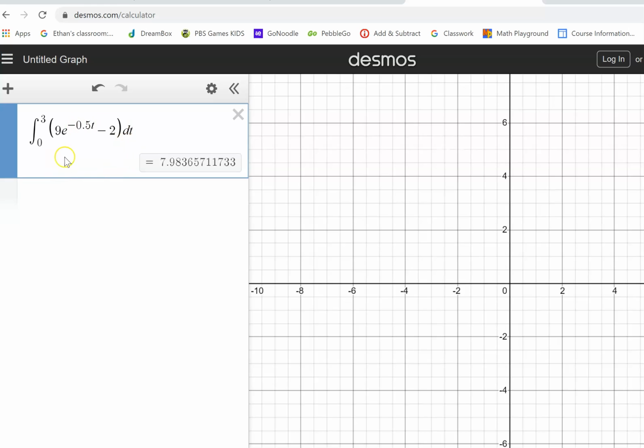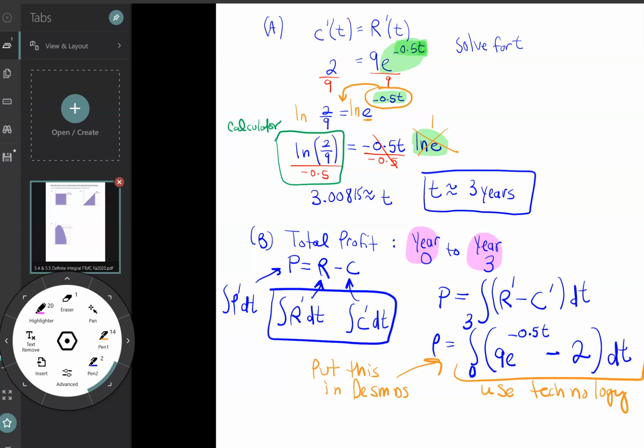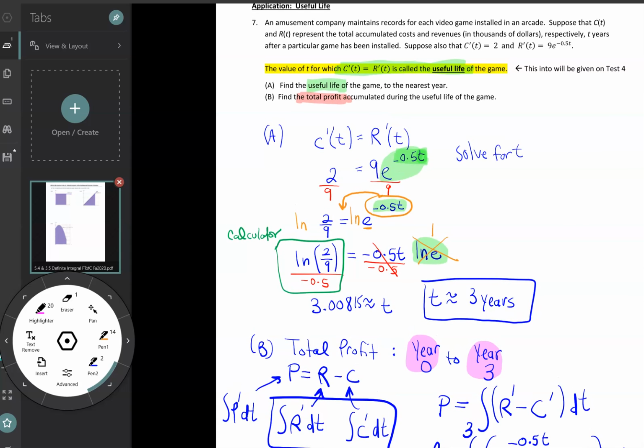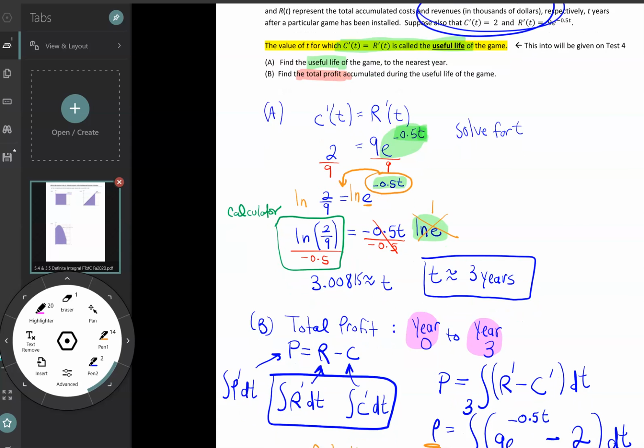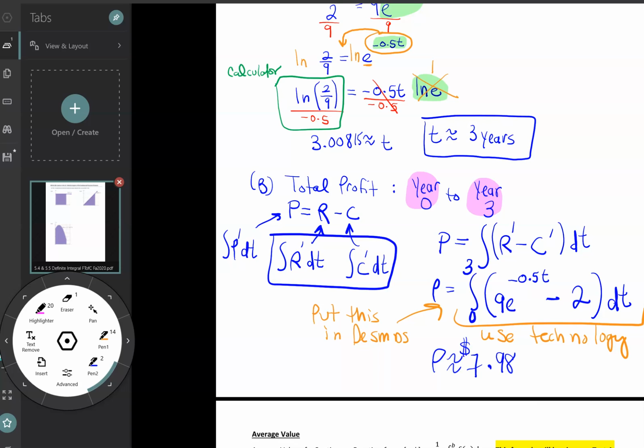So yeah, look how easily that calculates it. The total profit would be approximately 7.98, but I think it said in thousands of dollars, right? Or was it millions? It wasn't just normal dollars. If you only made $7 of profit over the useful life, you messed up, right? Like you're not making good business decisions. So let me go read what my output should be. Yeah, in thousands of dollars. So this would be dollars, and this would be thousands.